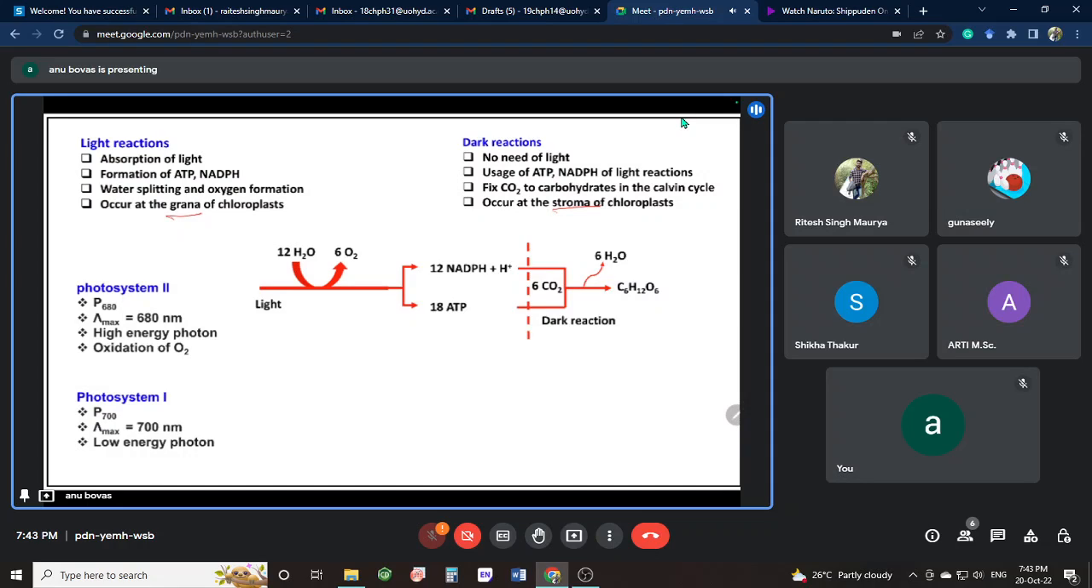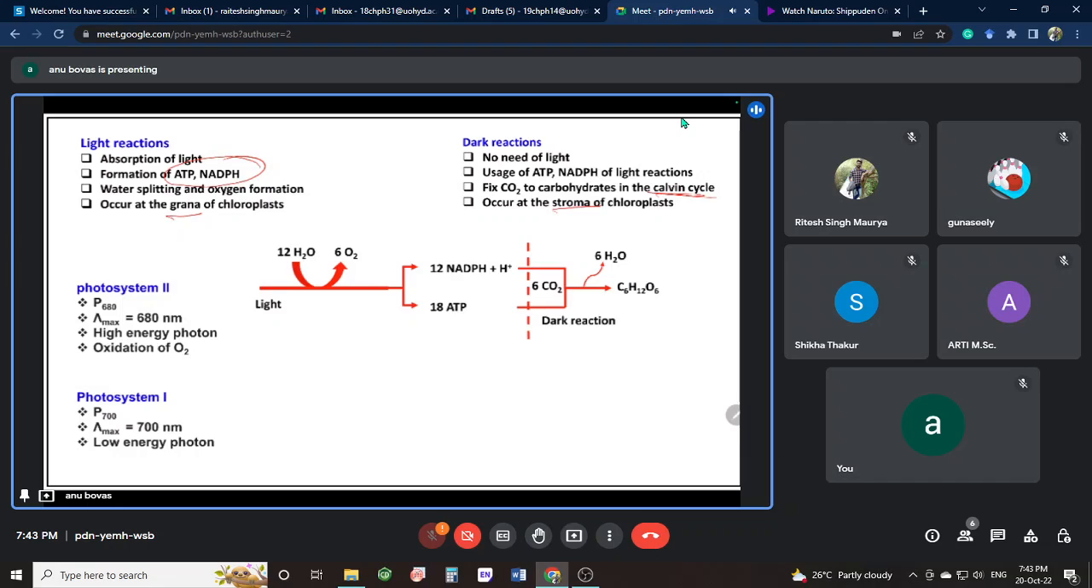Light reaction means there will be absorption of light, and in the dark reaction there is no need of light. In the light reaction, ATP and NADPH, which are energy molecules, are formed, whereas the ATP and NADPH formed in light reactions are utilized in dark reactions. And in the light reaction, oxygen formation takes place, and in the dark reaction, carbon dioxide is converted into carbohydrates through the Calvin cycle.